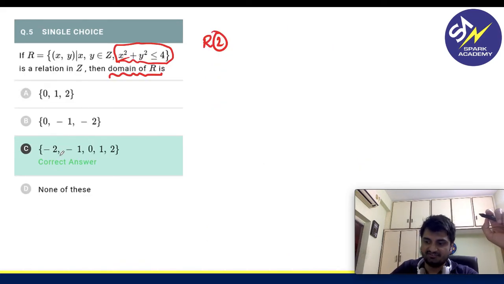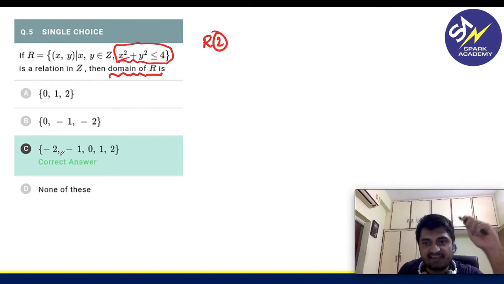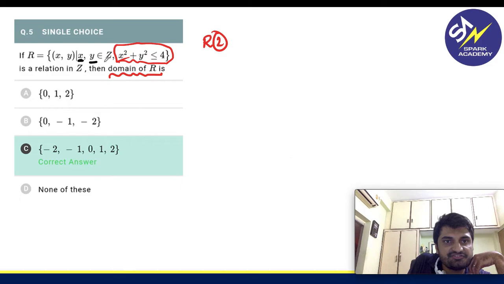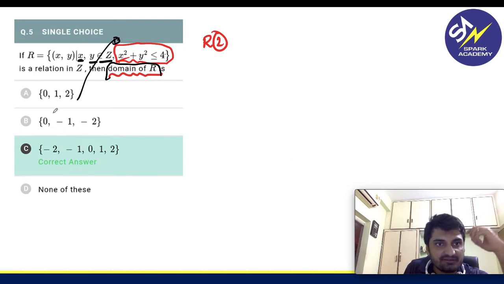Now let's look at the fifth question guys. So we are doing maths paper, we are doing the fifth question. Now tell me, X and Y such that X and Y belong to integers, such that X square plus Y square should be less than 4, right. Then the domain of R is, domain means what, simply I can check. Now check, if it is 0, 1 and 2, what is happening? I can take 0 square plus 0 square, that will be less than 4. 0 square, 1 square, so all these are satisfying.